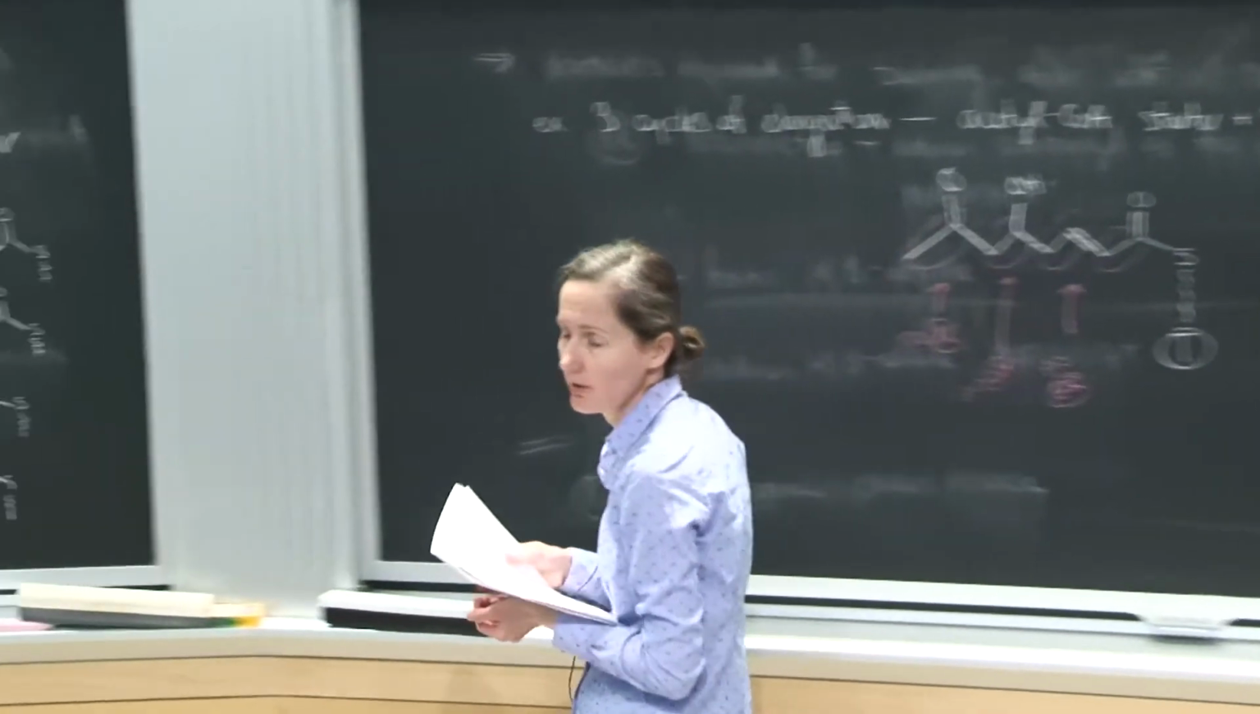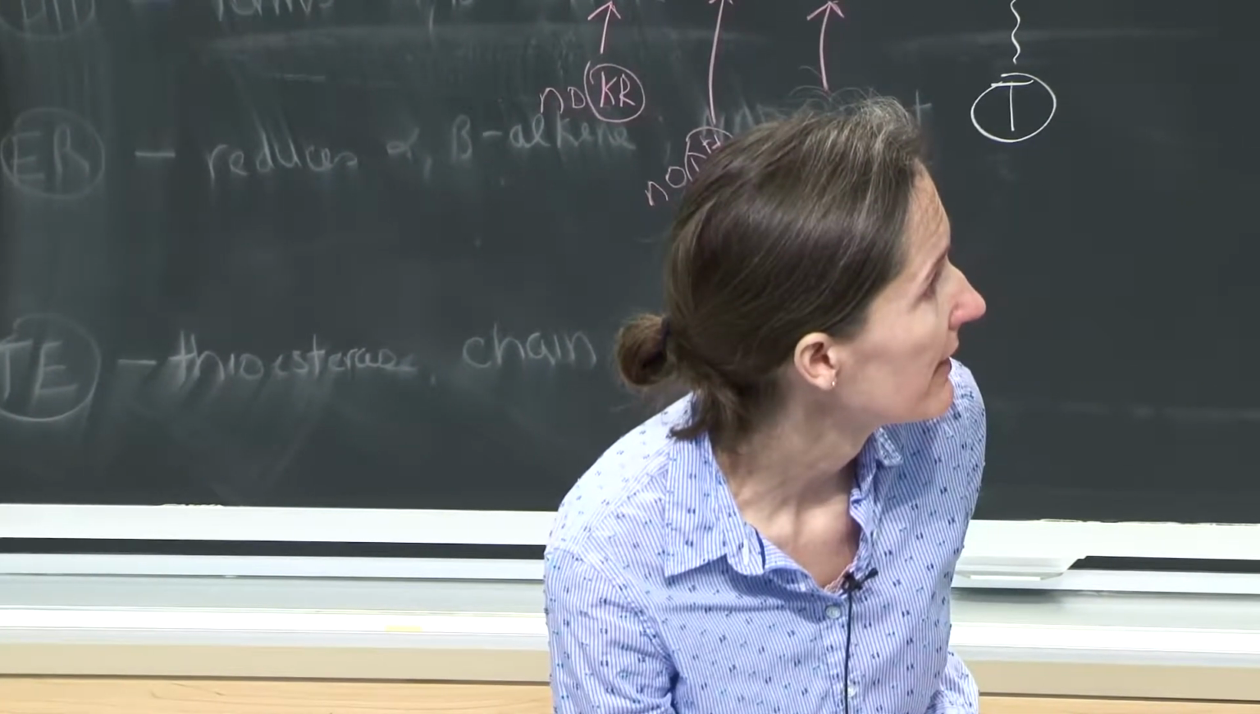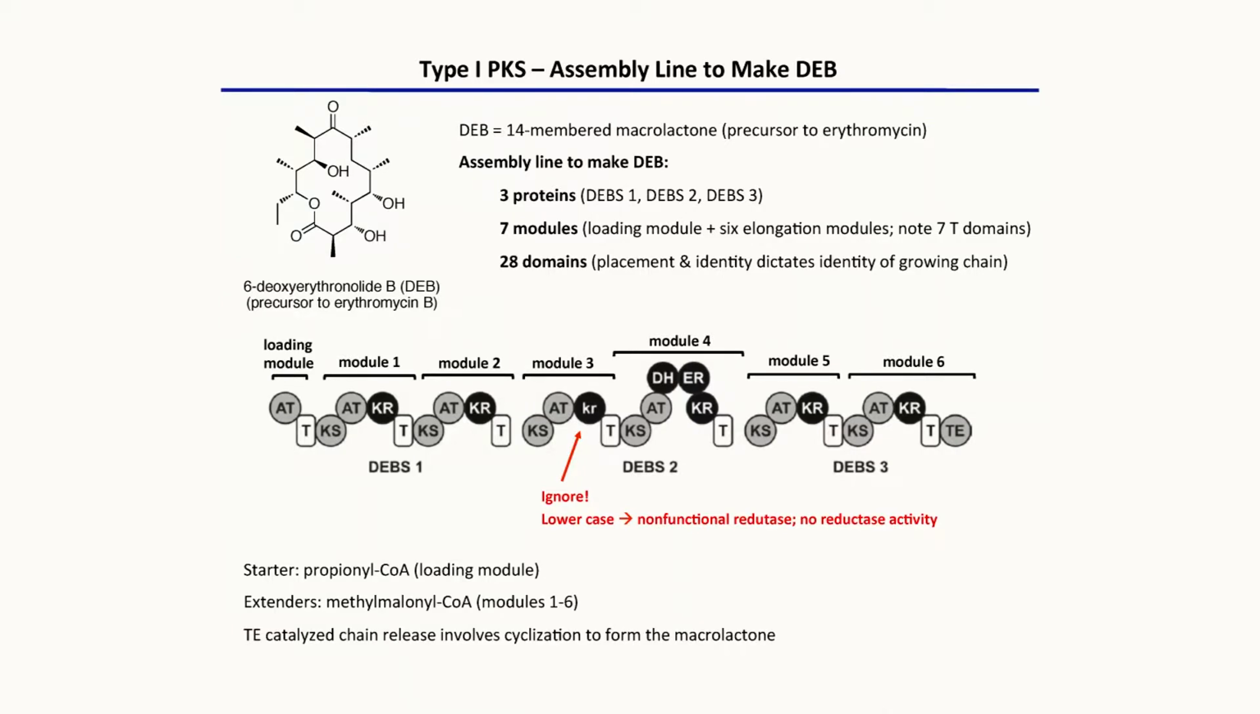So what we'll do is take a look at an actual PKS assembly line and then look at the chemistry happening on it. Here, these are just for your review. This is a polyketide synthase responsible for making this molecule here. So DEB, or DEB, is a 14-membered macrolactone. It's a precursor to the antibiotic erythromycin here. And this is the cartoon depiction of the polyketide synthase required for the biosynthesis of this molecule.